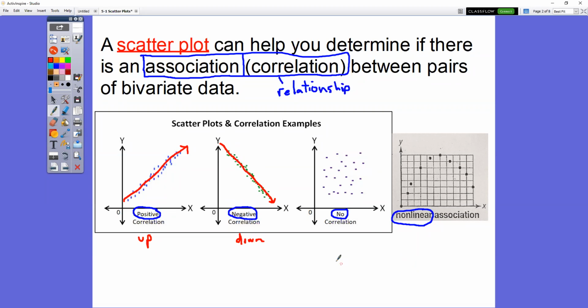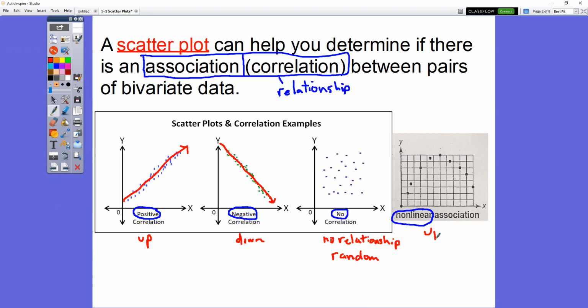No correlation. In no correlation, there is no relationship. The dots are just randomly scattered all over the place. You can't tell if these dots are going up or if they're going down or what they're doing. It's just a random pattern all over the place. All right. You can't tell what they're doing.